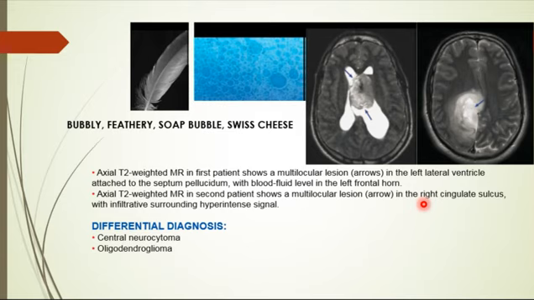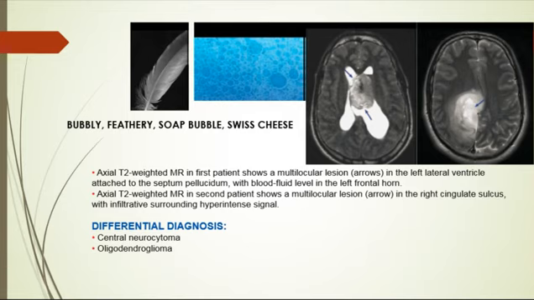You can see here a multilocular lesion in the left lateral ventricle attached to the septum pellucidum. It has some blood fluid level in the frontal horn. This is the first image, and the second image shows a multilocular lesion in the right cingulate gyrus with infiltrative surrounding hyperintense signal due to edema. Okay, so what do we have here?